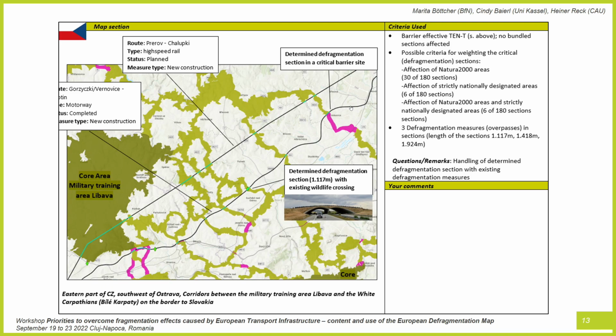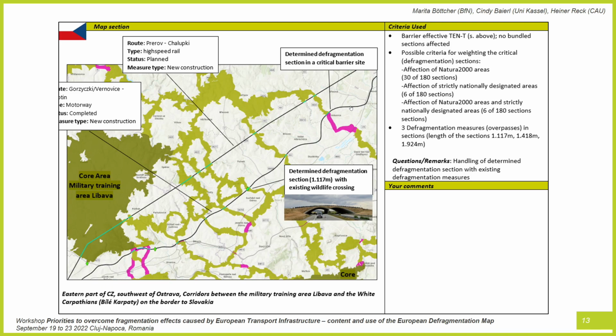And you see as well on this map section some critical sites which are already designated. And we have one example, we have existing wildlife crossing matching the section we identified as a critical one. So we could think about, in this example, how to deal with sections where we have already defragmentation measures. That is the first example.